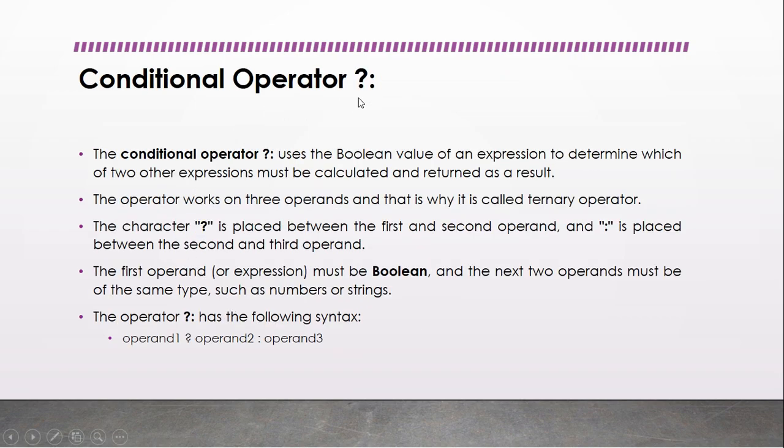Conditional operator. It uses the boolean value of an expression or boolean expression to determine which of the two other expressions must be calculated and returned as a result. For example, here is the syntax: operand 1 question mark operand 2 colon operand 3. So the boolean expression is operand 1. If this is equal to true, operand 2 is returned as a result. Otherwise, operand 3 is returned as a result.